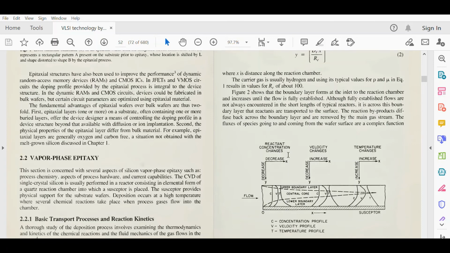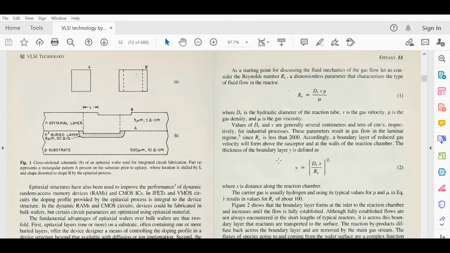Reactant concentration changes. This is the decreasing, this is the acceleration in the y direction, and as we are moving towards this, the reactant concentration change decreases and velocity increases, temperature changes also increase. So velocity changes and temperature changes increase along the x-axis, whereas the temperature changes increase in both the axes, velocity changes increase only in one axis, and the reactant concentration changes decrease across both the axes whenever the flow is maintained inside that chamber.